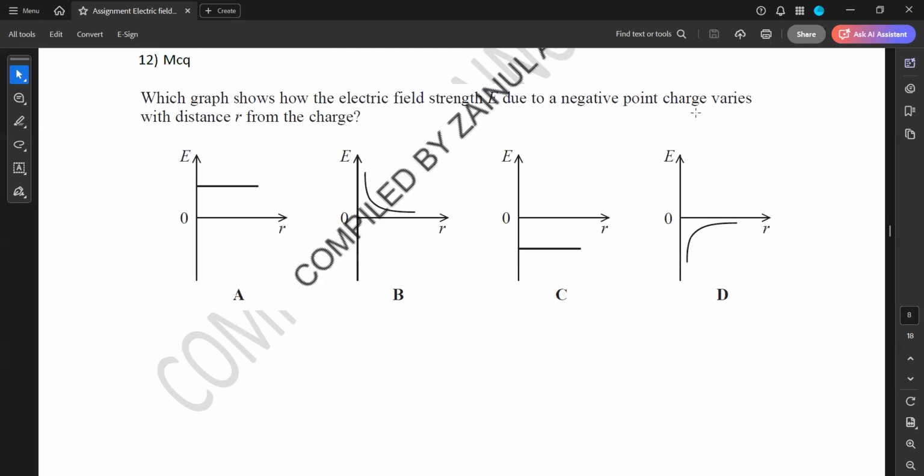Which graph shows electric field strength due to a negative point charge? Negative point charge. We did that, we sketched the graph for electric field and distance for the point charges, for the charged sphere and electrodes. Use the chat to answer.